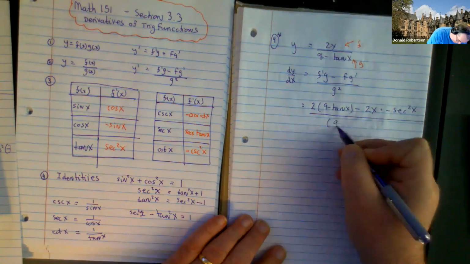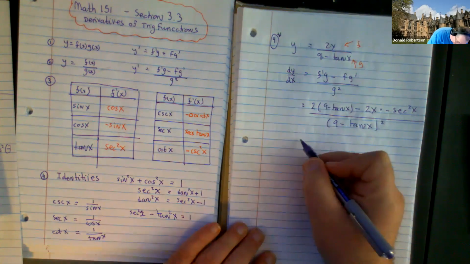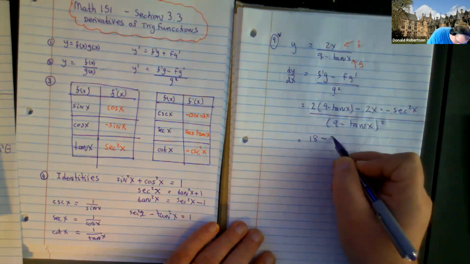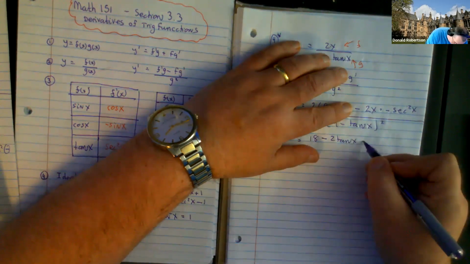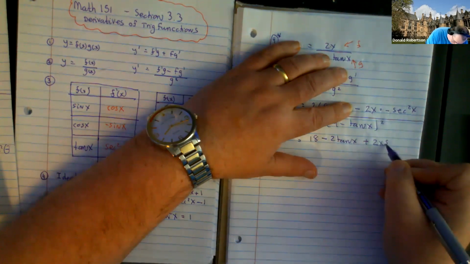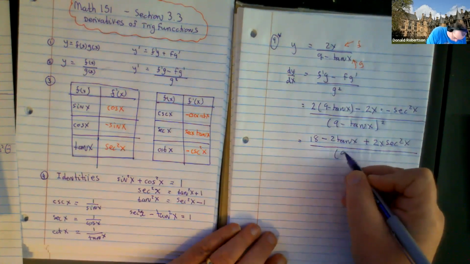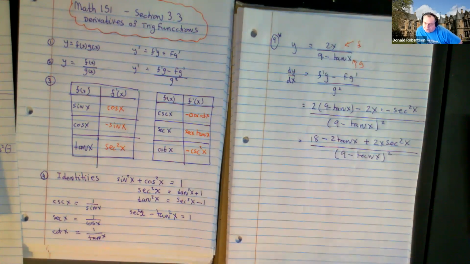And that is over that guy squared. And distribute, you get 18, take away 2 tan x. And this negative times this negative gives me a plus 2x secant squared x, all over that guy. And I can't see anything that I can do to make it pretty. So that's the answer.